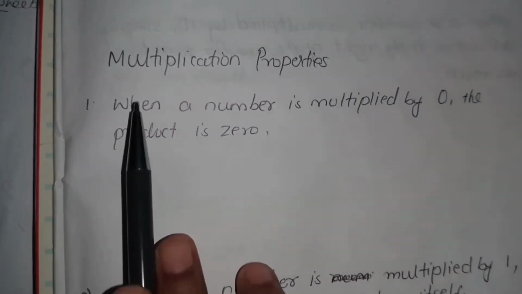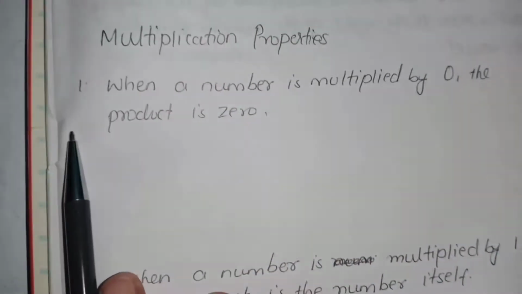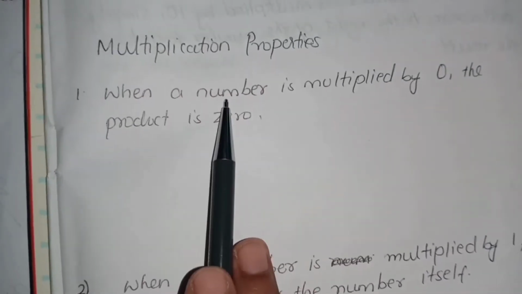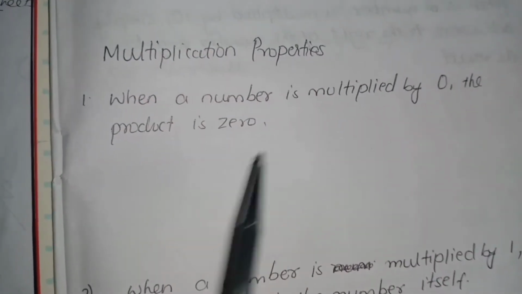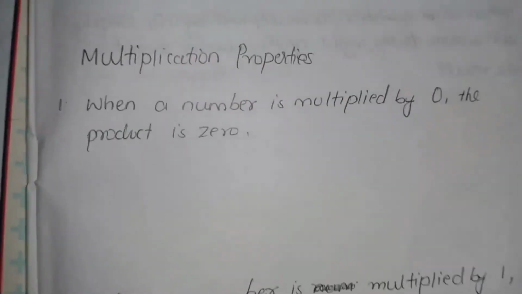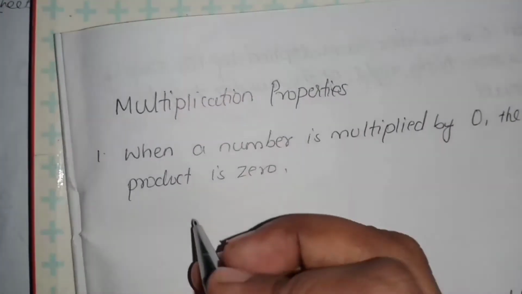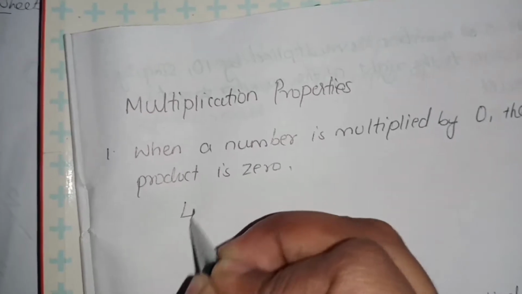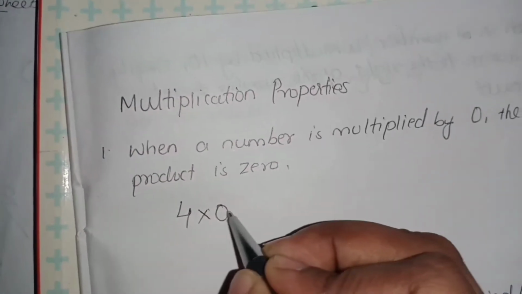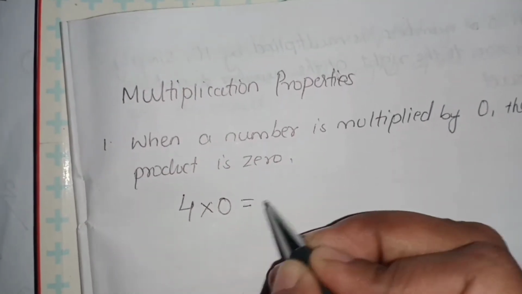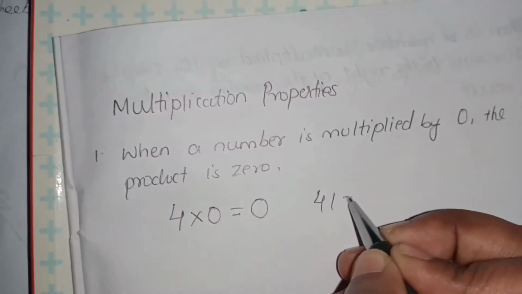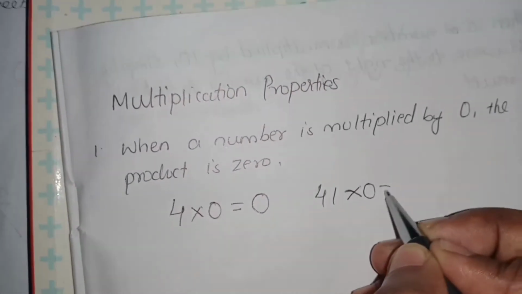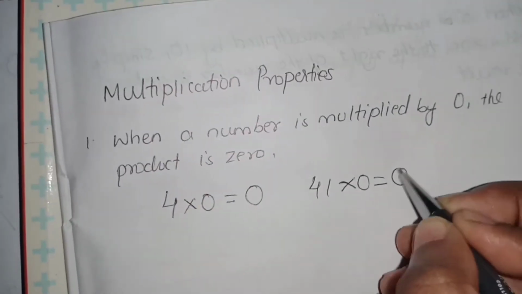Number one, multiplication properties. Property number one is when a number is multiplied by 0, the product is 0. You already know this. When we multiply any number by 0, what will be the product? 0. Any number you take, a 1-digit number, 2-digit number or 3-digit number, when it is multiplied by 0, the product is 0.